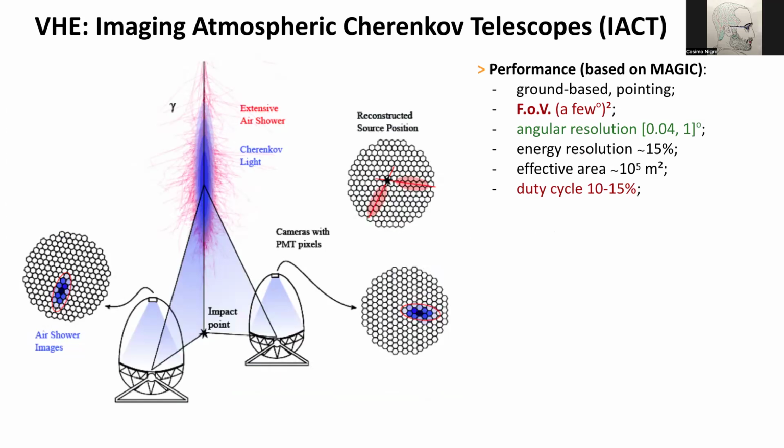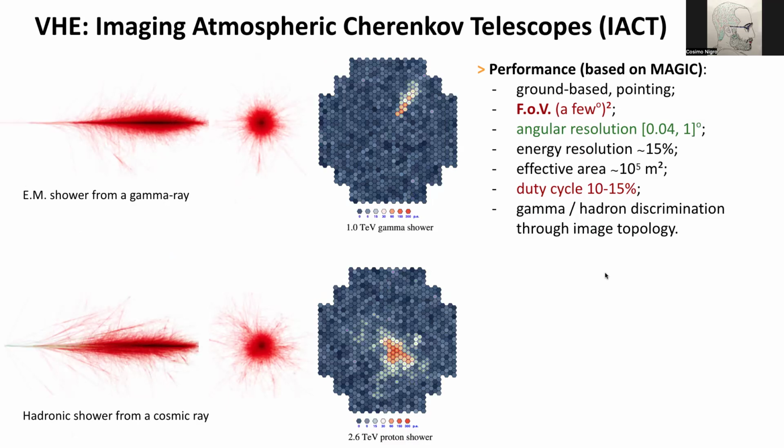When you have more than one instrument, then you can apply the stereoscopic technique. It means you can, let's say, reconstruct more accurately the position of the incoming gamma ray, because now you have a measurement of the development of the shower from different perspectives, from different telescopes. And finally, we cannot encase our telescopes in some anti-coincidence detector. So how do we reject cosmic rays that, as I said, are anyhow drowning the gamma ray signal?